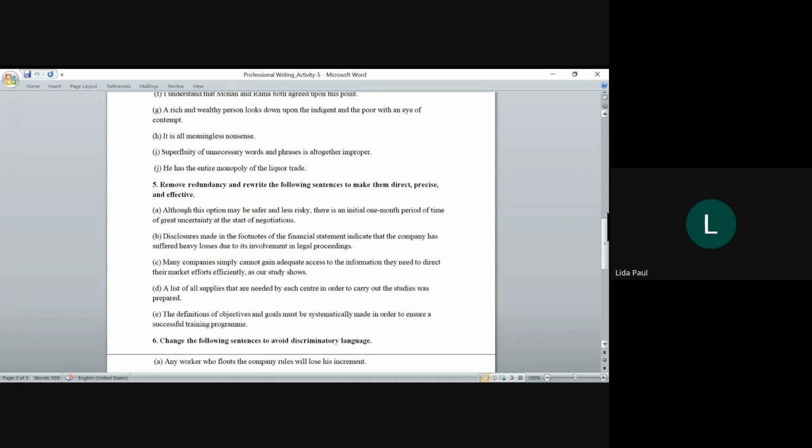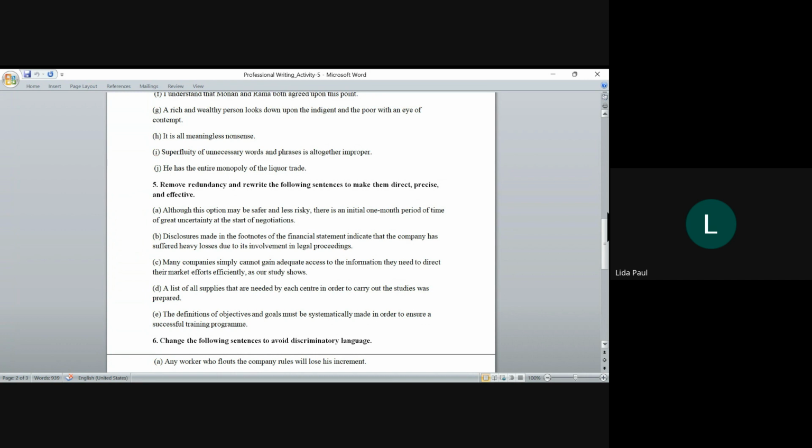How about 1 month period of time? Do you have to say 1 month period of time? No, ma'am. We can say only 1 month period. You can simply say 1 month, right? So period of time is an unnecessary addition there. It is not giving you anything valuable. So there are three things that we have removed here: less risky, initial, and period of time.